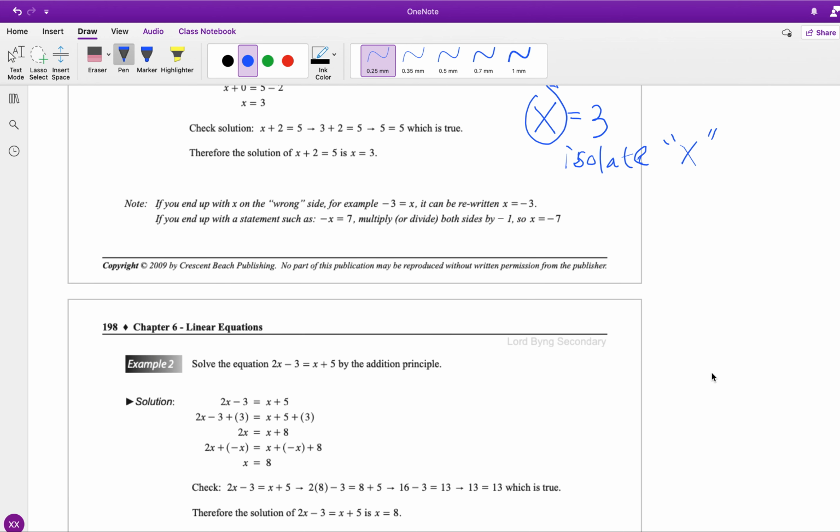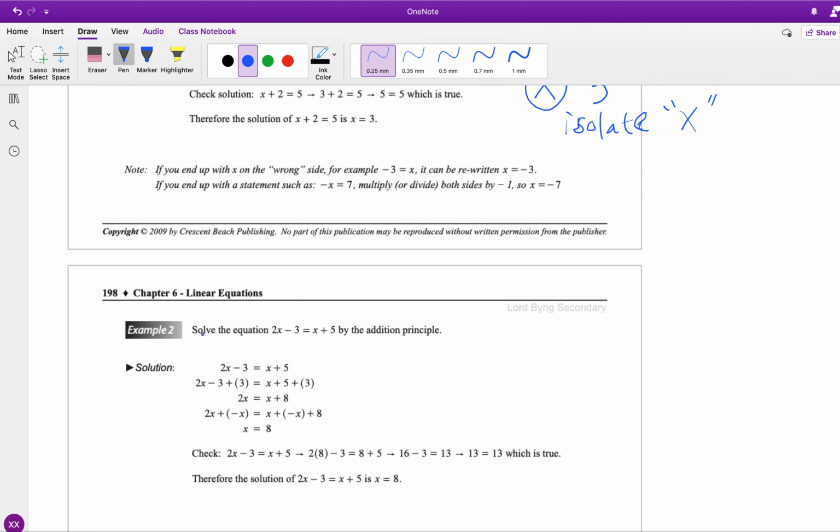Okay, so now here we go. Now this is 2x subtract 3 equals x plus 5. So in this case, we need to move the x to one side.